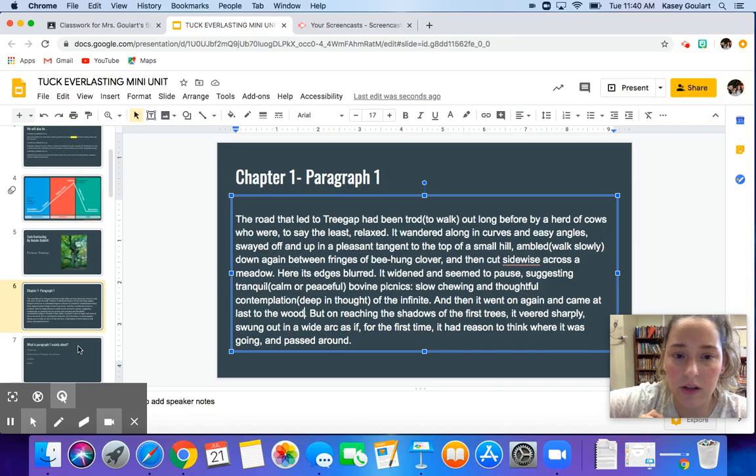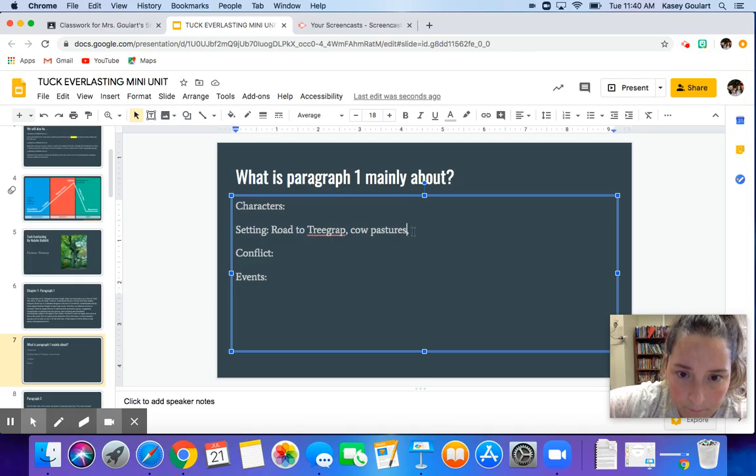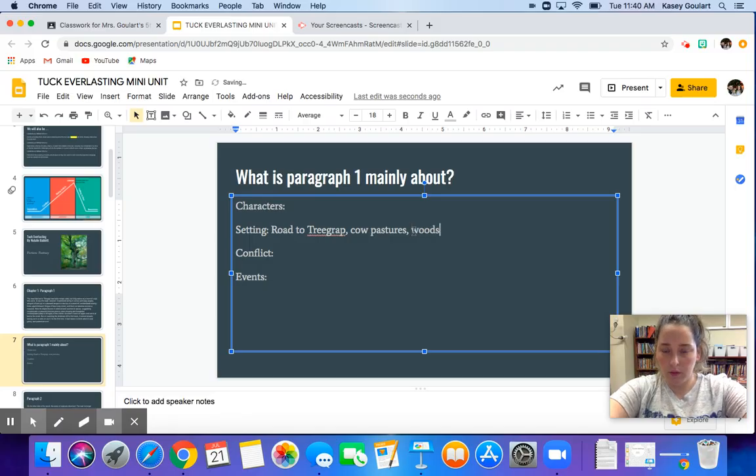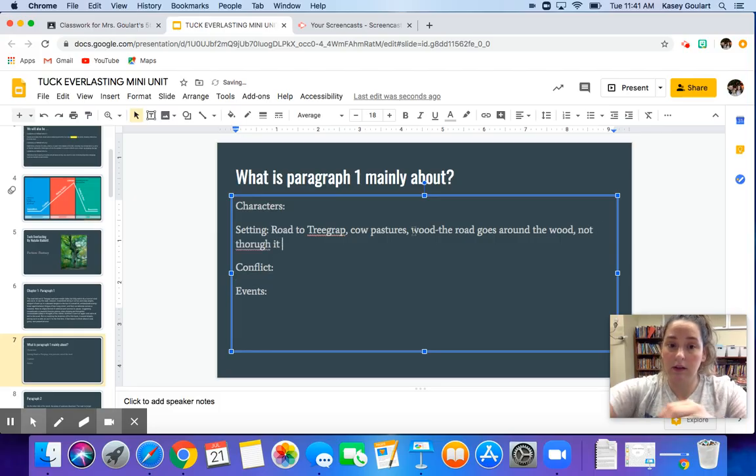So the road, I'm going to click back to here. Cow pastures, but I'm going to put wood dash the road goes around the wood, comma, not through it. I'm going to spell check, of course. That's weird. Why would it go around it? So I'm kind of questioning this. I'm going to put a question mark next to through it, what I just wrote down.